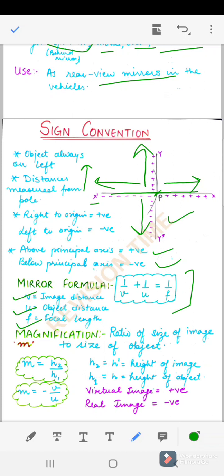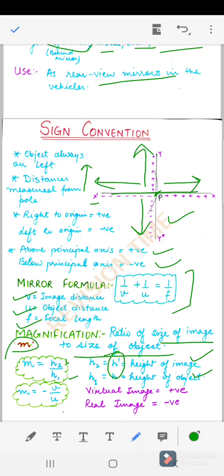What is magnification? Magnification is the ratio of the size of the image to the size of the object. So it is the extent to which the image magnifies as compared to the object size, right? It is denoted by small m. The formula is h2/h1. h2 here is the height of the image, h1 is the height of the object. In NCERT it is denoted like this, right?